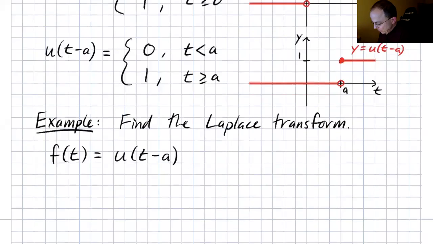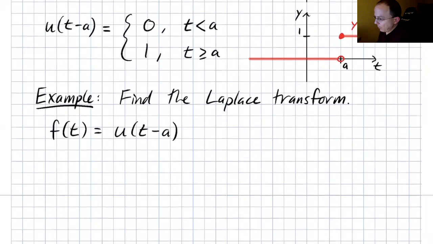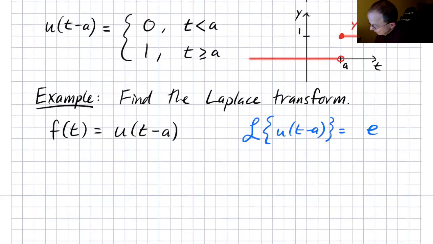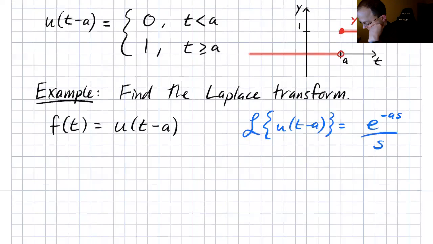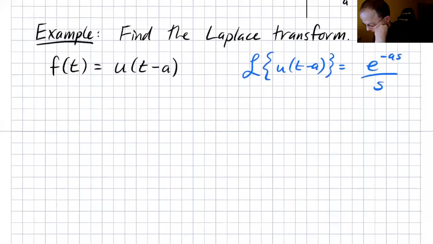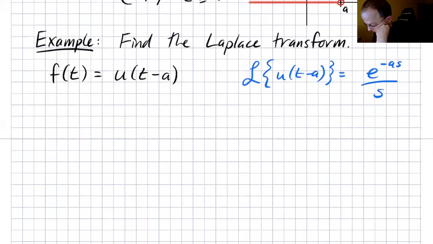Okay, so we already saw from the table that the Laplace transform of this is going to be e to the negative as over s. So that's what the answer is. So let's see if we can get that by the definition.